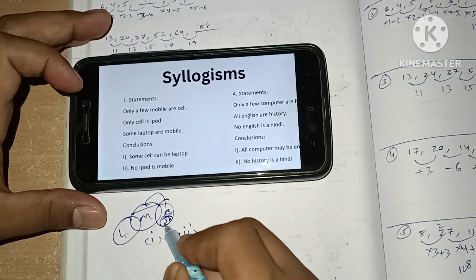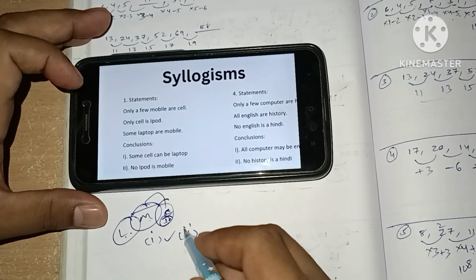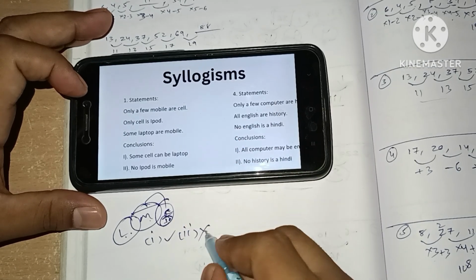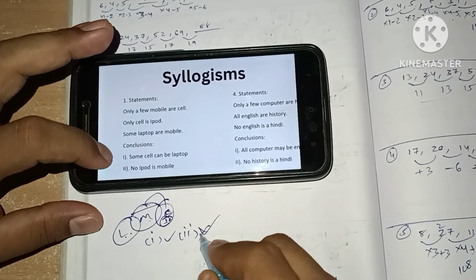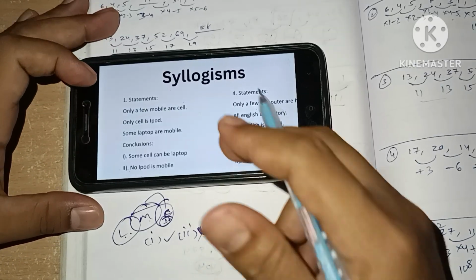Some iPad can be mobile, some part of iPad mobile. No. Second conclusion is false. Wait. Some case fails, so no case is true. So second conclusion is true.